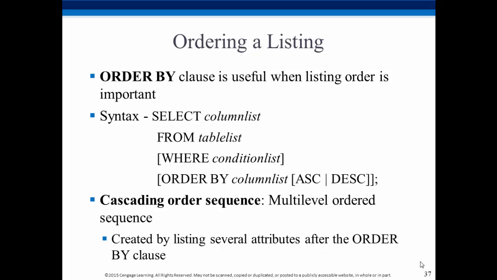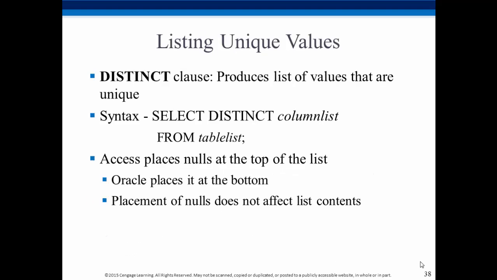And where you can see it is in the Smith. You have two George Smiths and a Janine. And then the Georges are alphabetized further by the A and the K of their initials. And that is called cascading order sequence.